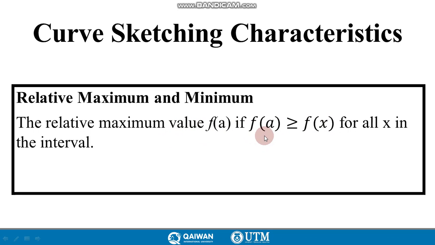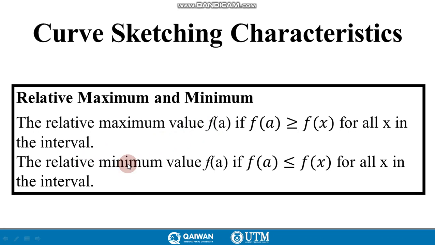This means we say f of a is called the relative maximum if f of a is greater than or equal to f of x for all x in the given interval. Here, if you have a given interval and f of a is greater than or equal to f of x for all x in the interval, we say f of a is the relative maximum.